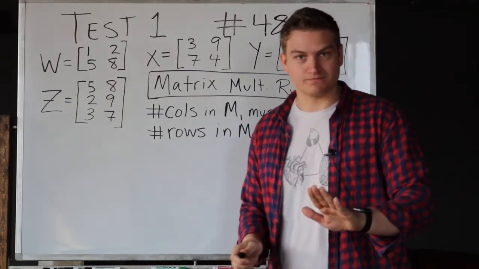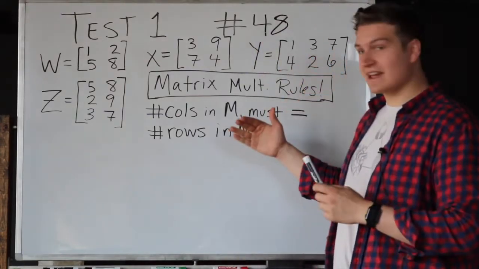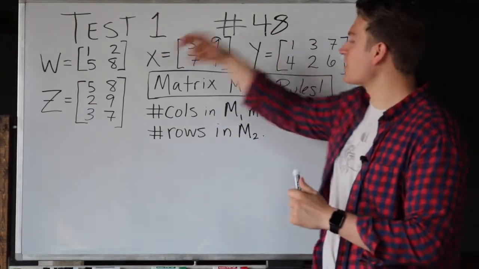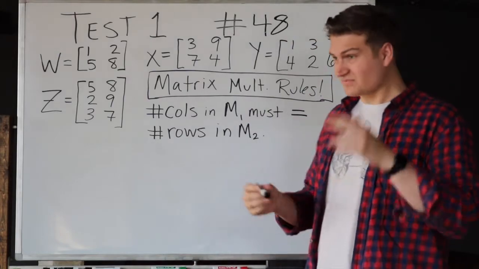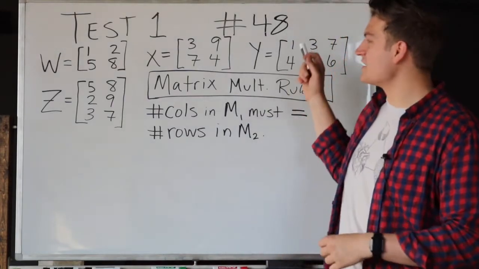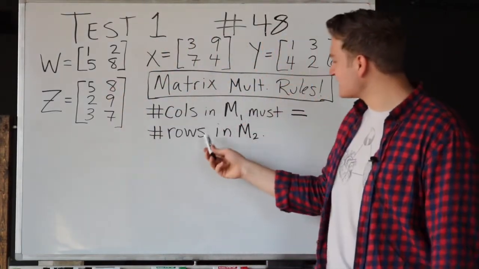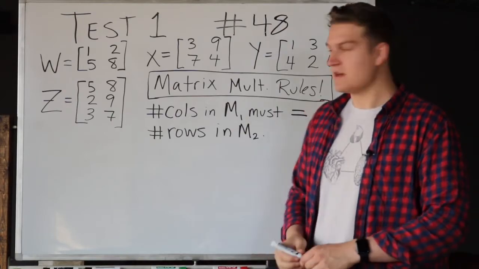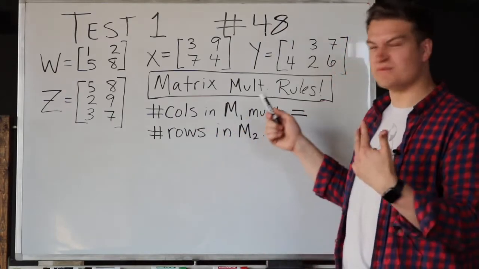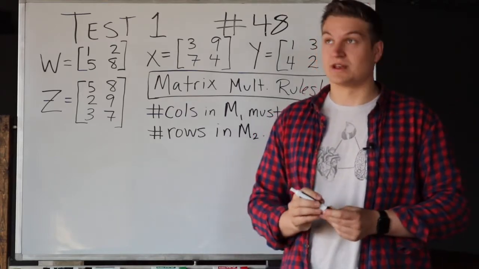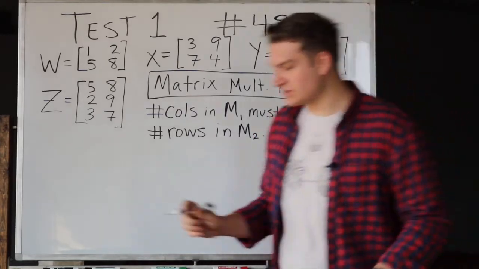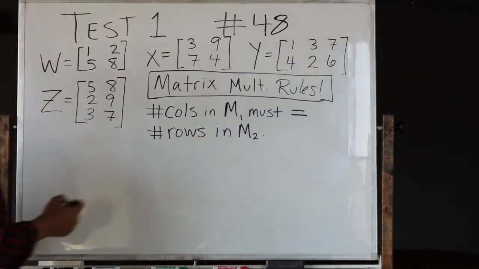Super important to know. So we have to check which of the products they give you in the answer choices will be undefined. If it's undefined, that means your matrix multiplication does not satisfy this rule. The number of columns in the first one will not be equal to the number of rows in the second one, right? So let's chart this out real quick.